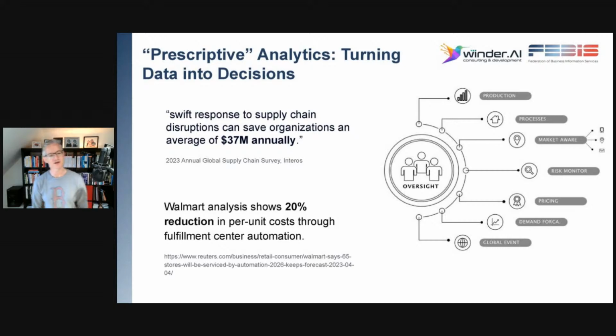Walmart reduced their per unit costs by 20% by automating their fulfillment center. Interos found that reacting to disruptions in supply chains quickly can save lots of millions annually. Take these numbers with a pinch of salt, but I hope that indicates a trend for automating some of the decisions. And I think the goal here is to help people be more efficient, help people make better decisions when they need to make a decision. If they're making lots of routine, boring decisions, then they probably don't need to do that. You can probably automate it. But of course, in any good AI system, you need good governance, good oversight.